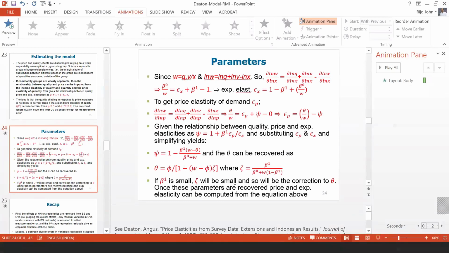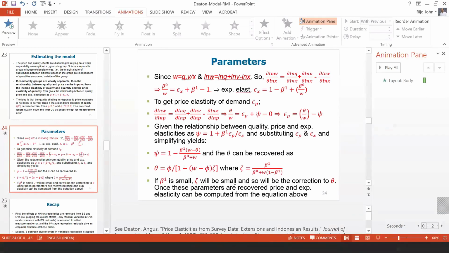Now, to actually compute these parameters further, we use this particular relationship that came from the quality theory, which shows the relationship between quality, price, and expenditure elasticities as psi is equal to 1 plus beta 1 eta p by eta x. And you can substitute eta p and eta x, and simplifying would yield psi as 1 minus beta 1 into W minus theta divided by beta naught plus W. And theta can be recovered as follows. I don't want to read this out.